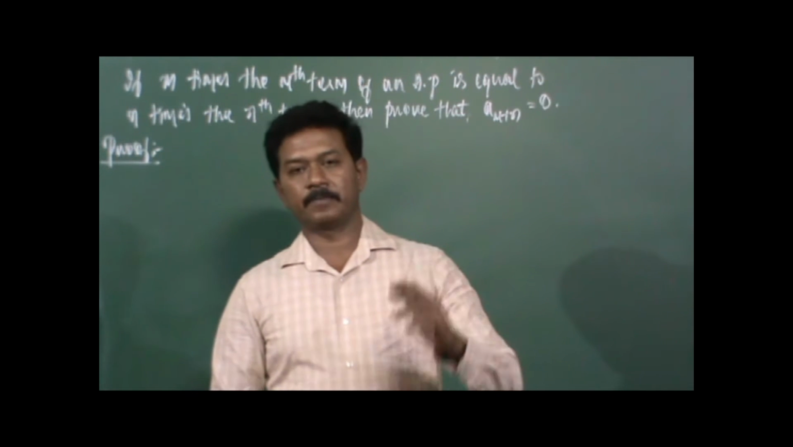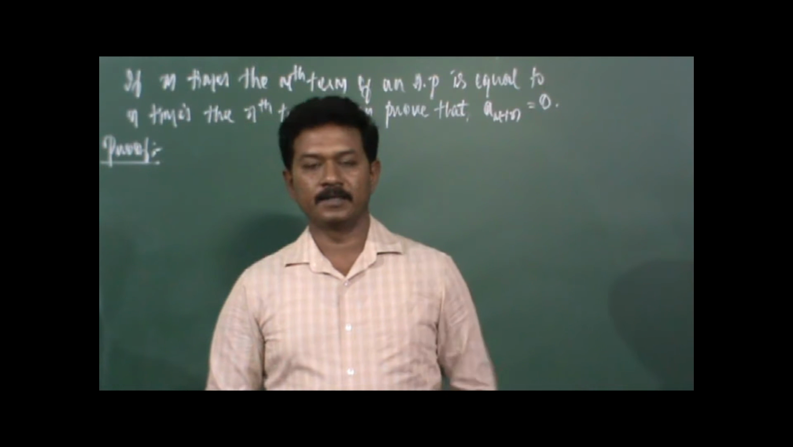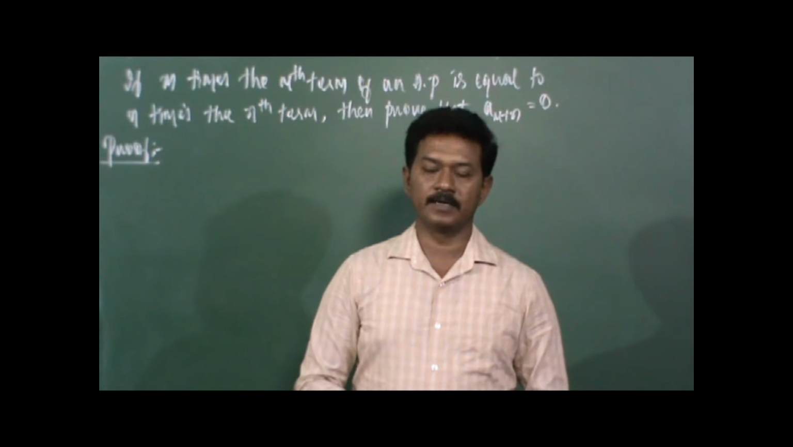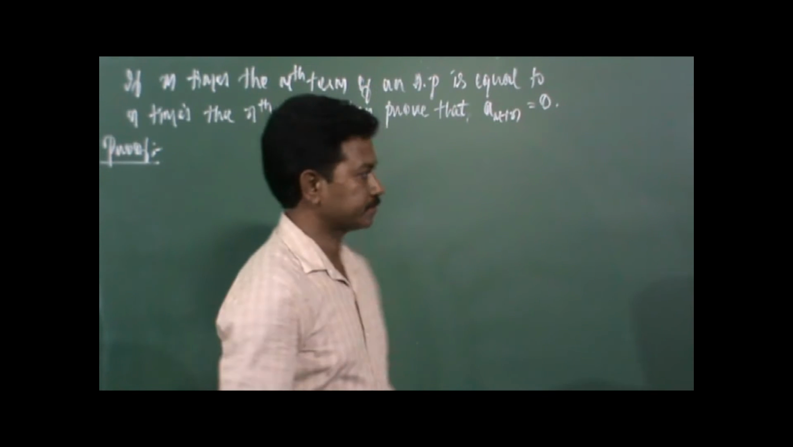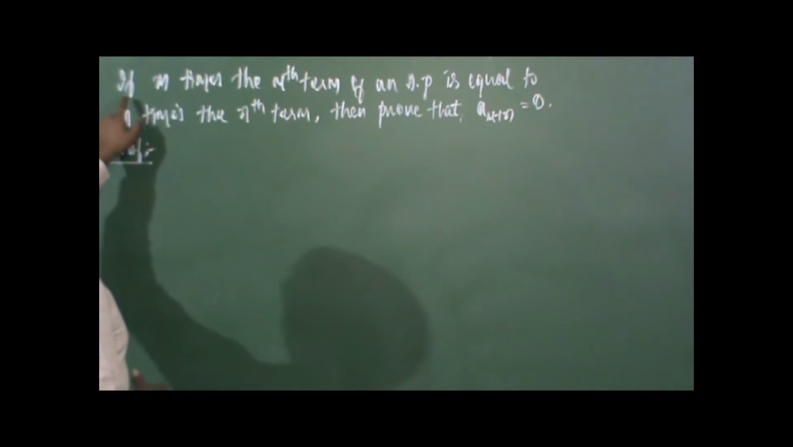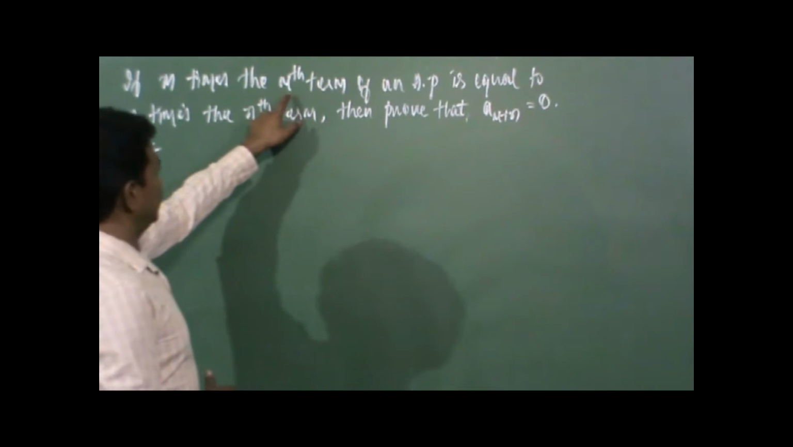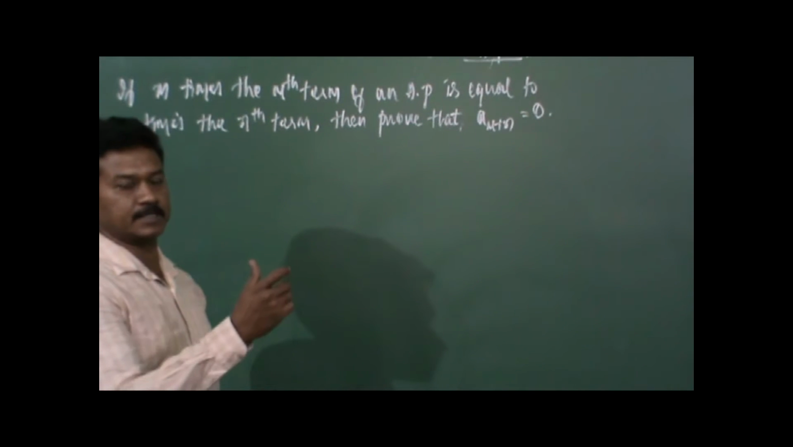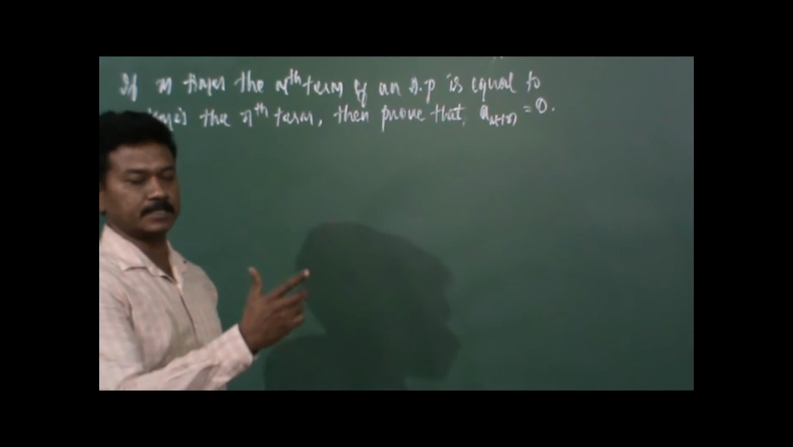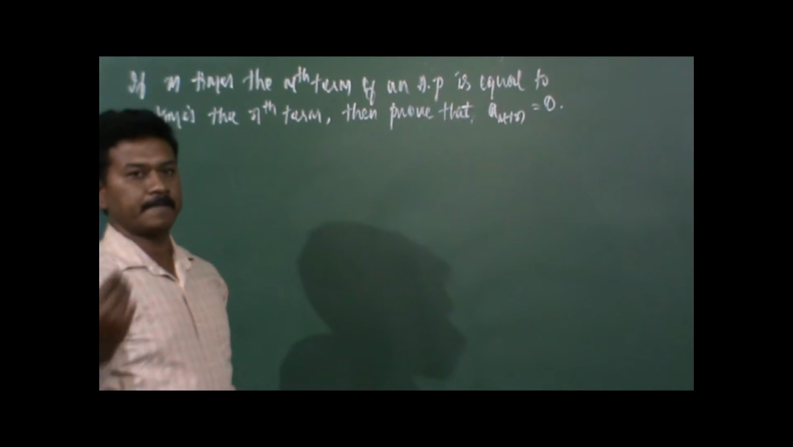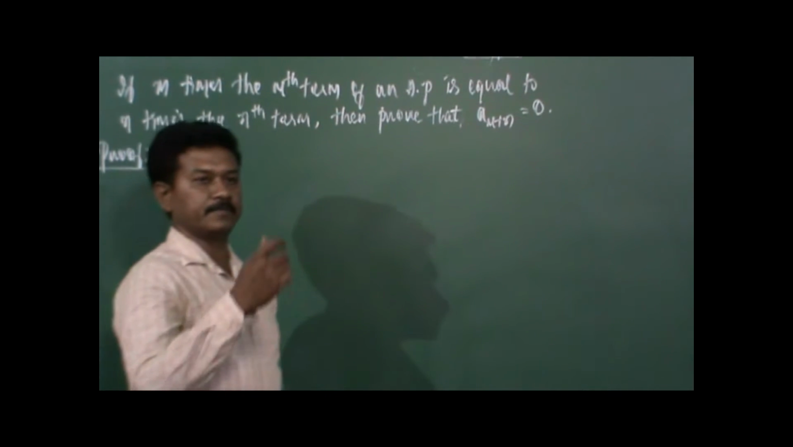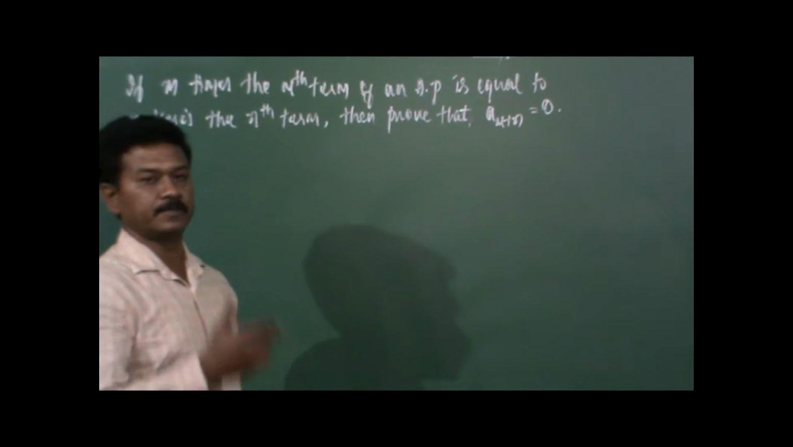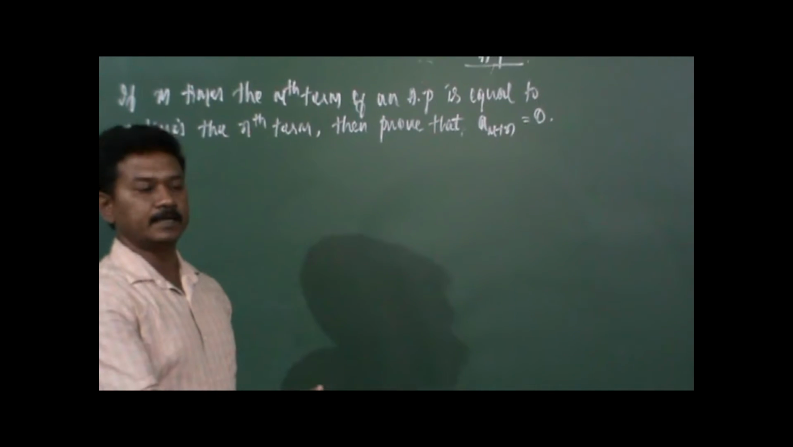This is the problem which was given in the 2008 CBSE final examinations. It's a very beautiful problem in AP. Let us go with that. If m times the nth term of an AP, m times the mth term, so the mth term is multiplied by m times. For example, if there is a 7th term, then it is multiplied by 7 times. If there is a 10th term, then it is multiplied by 10 times.